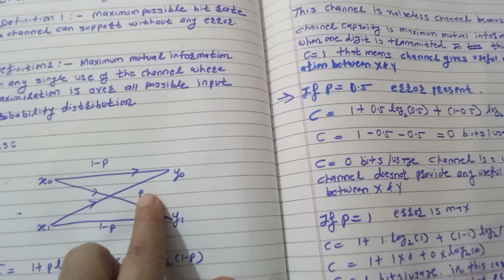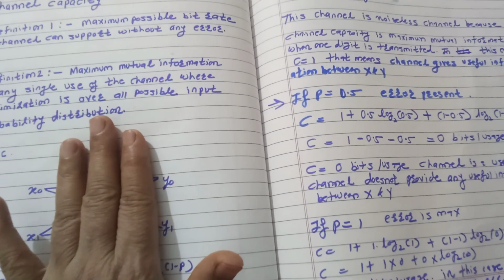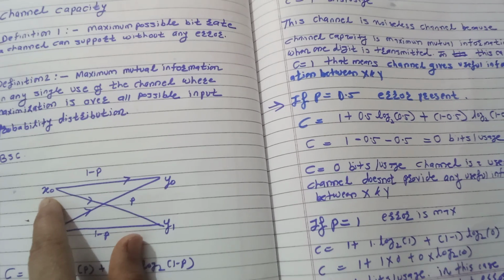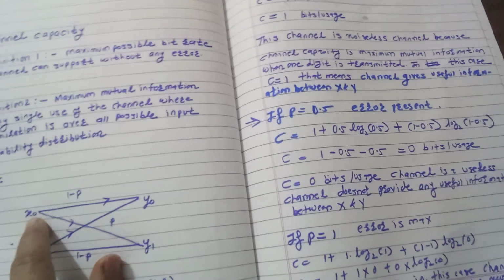That means this channel is not giving you any information about what was sent. In the previous case, when P equal to 0, this channel is providing information that if you got Y naught, that means 100% you have sent X naught.